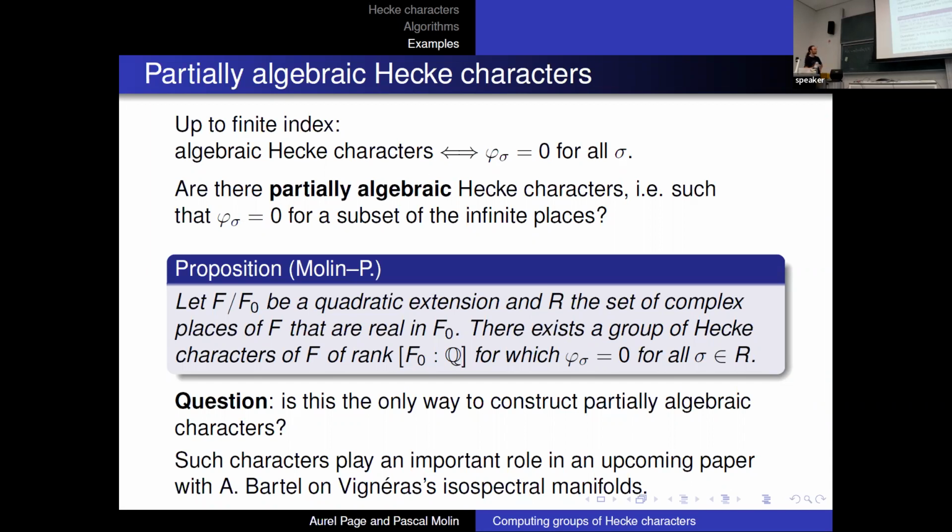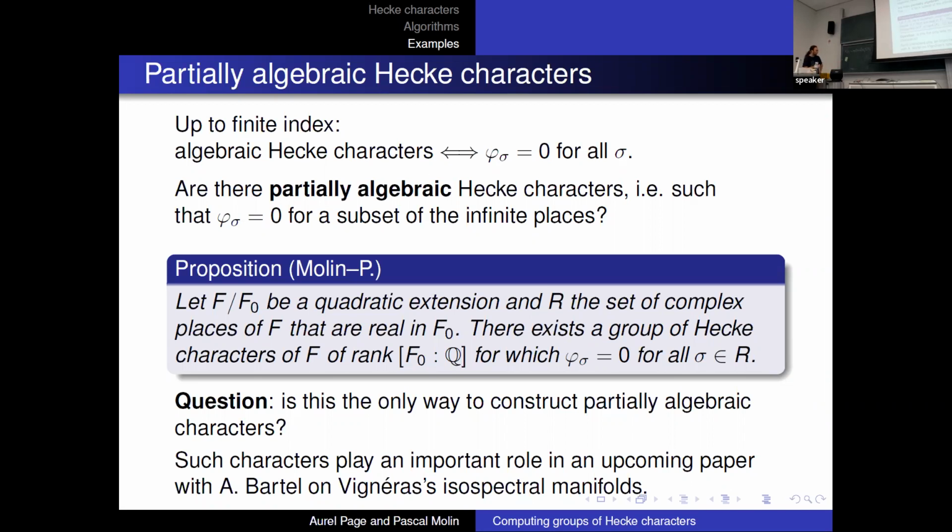The problem is that in the algebraic case, because of the algebraic values that you get, you can use Galois theory to prove that this is all you get. And here, if some of the phi's are 0 and not the other ones, the values of the characters are not algebraic. So there are some transcendence problems, and we don't know how to prove that this is the only way you can construct partially algebraic characters.